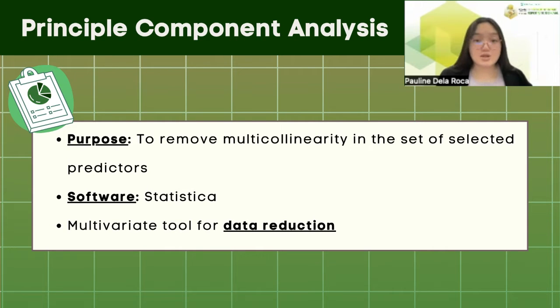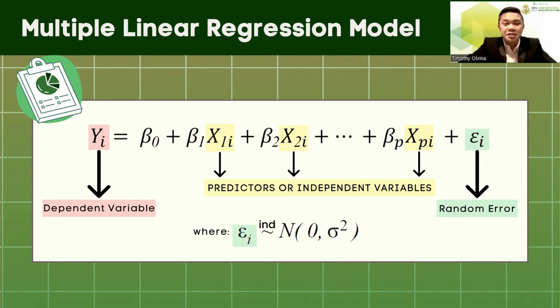Principal component analysis, or PCA, was conducted to avoid multicollinearity or redundancy in the set of predictors. Using Statistica, PCA basically converts a set of correlated predictors into a small set of uncorrelated predictors. The multiple linear regression model, or MLRM, was used to determine the significant variables. The dependent variable is the natural logarithm of the computed SIR value, and the equation is displayed on the screen. Moreover, the MLRM's assumptions were satisfied, explicitly normality, homoscedasticity, and independence of the residuals.